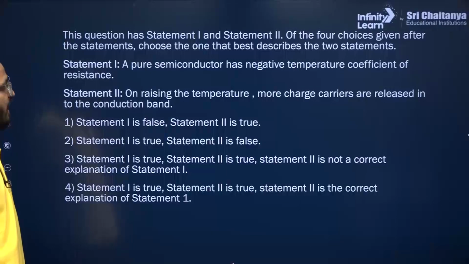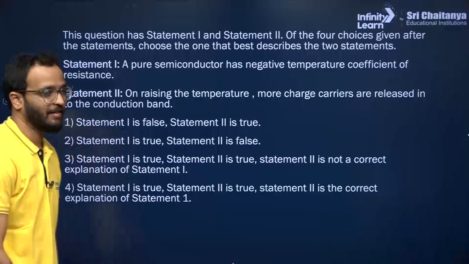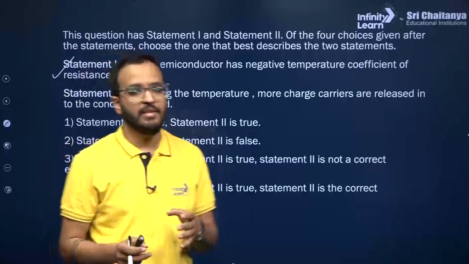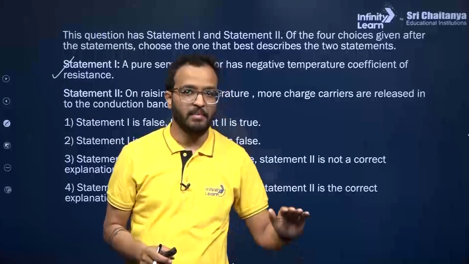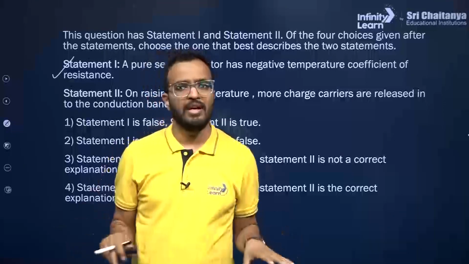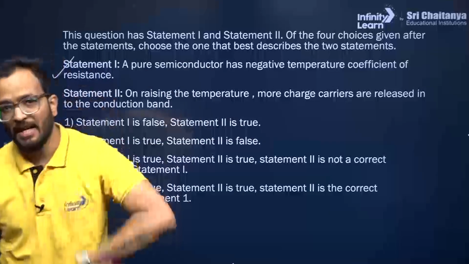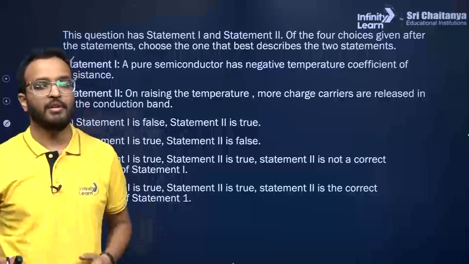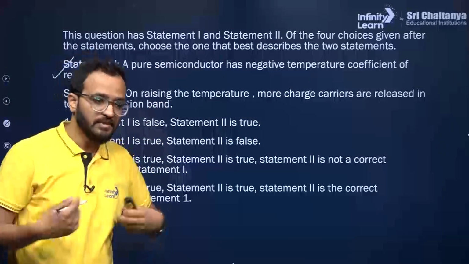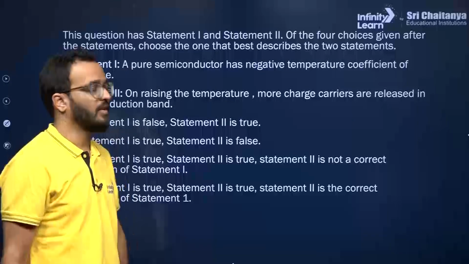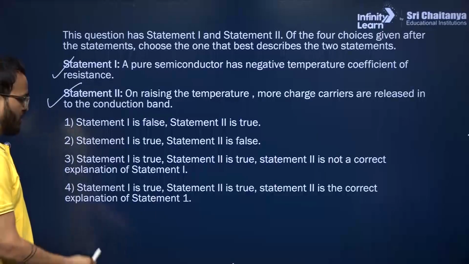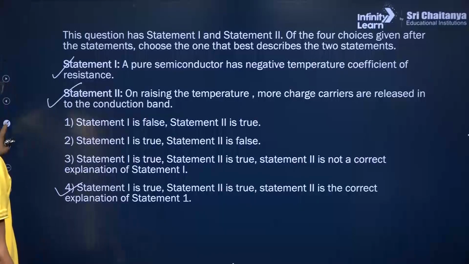A pure semiconductor has a negative temperature coefficient of resistance. Yes, true. On raising the temperature, what happens? Generally in conductors, if you raise the temperature, electrons collide more and more, the collision frequency increases, and hence we say that the overall conduction falls or the resistance increases. But in semiconductors, as you go on increasing the temperature, more and more charge carriers come into the conduction band, thereby increasing the conduction and reducing the resistance. Correct explanation. Got it?